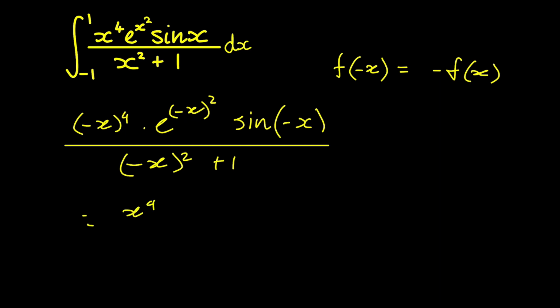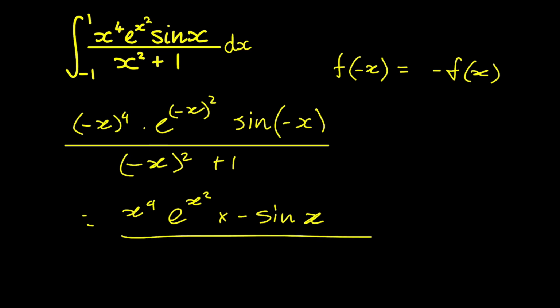Then negative x raised to another even power of 2 will become positive again, so we'll have e to the x squared. And then sine of negative x, we know sine is an odd function, so that'll give us times negative sine of x. And then when we raise negative x to an even power, it becomes positive x squared plus 1. And then we can take out this negative.